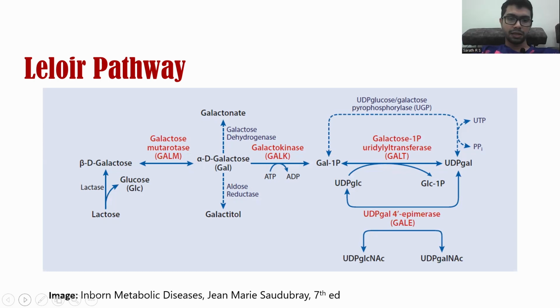So what happens? Lactose is broken down into glucose as well as galactose. The galactose will be in beta-D form. It is converted to alpha-D form by an enzyme called galactose mutarotase. Second step, alpha-D-galactose is converted to galactose 1-phosphate, which is mediated by the enzyme called galactokinase.